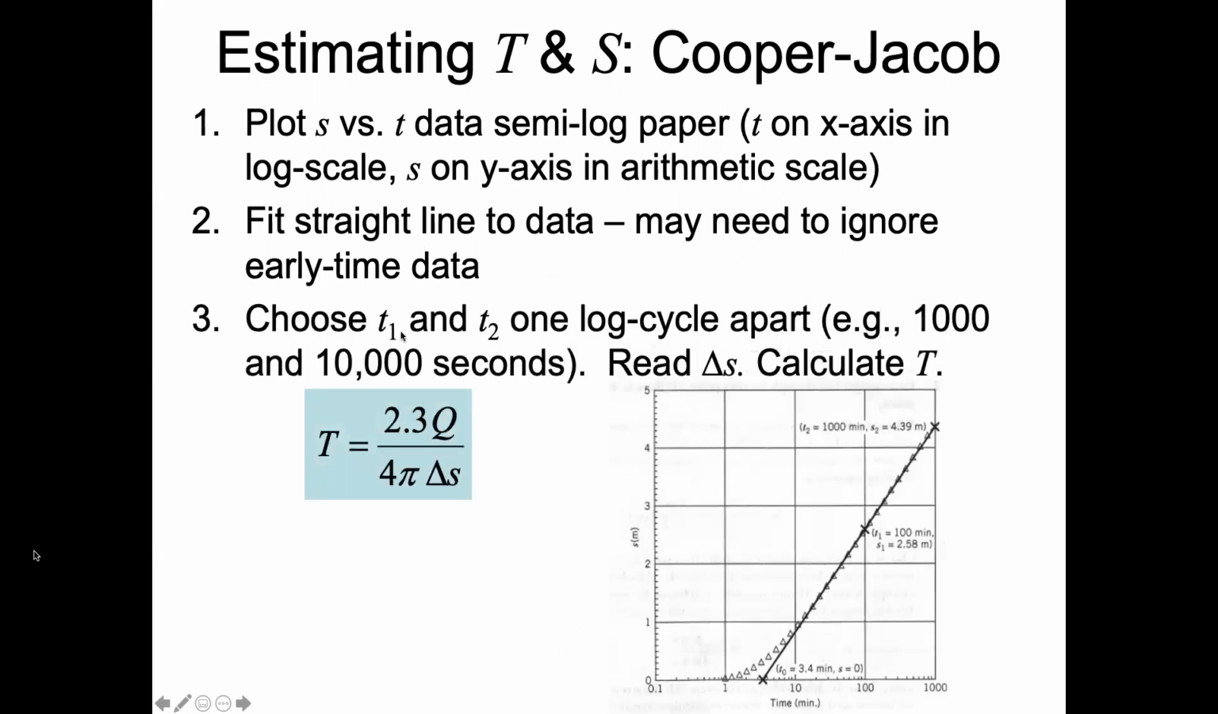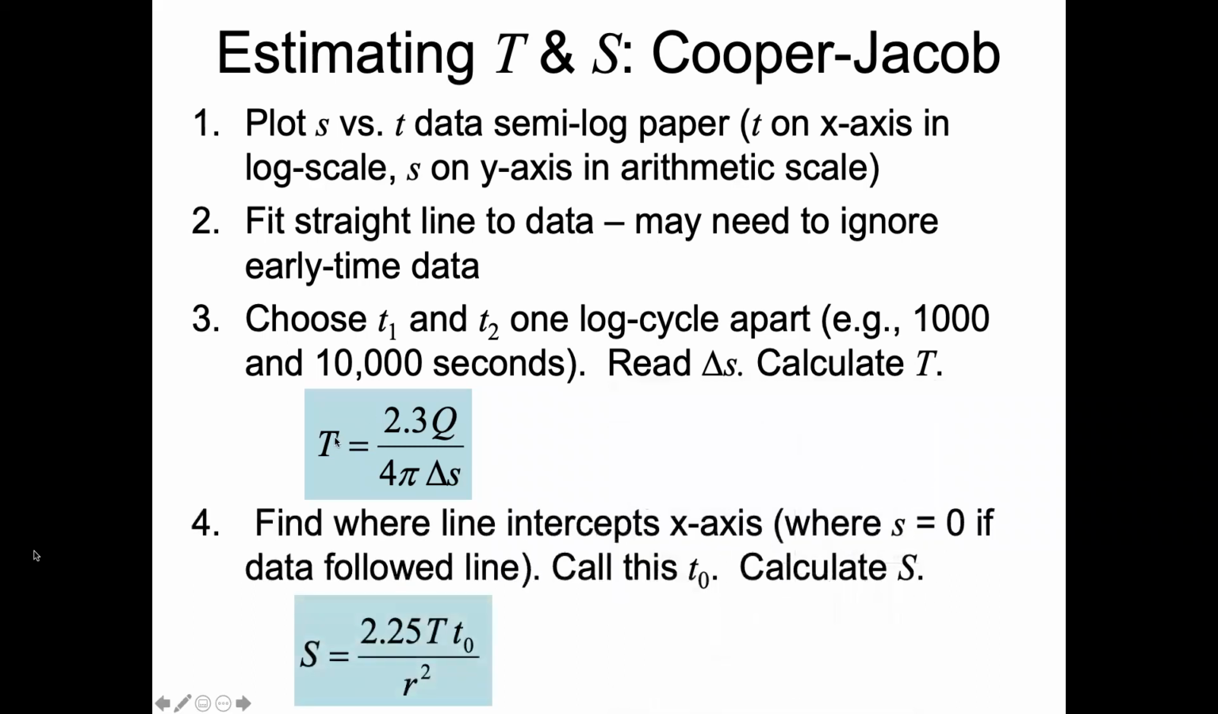Then as we move on, we choose 2 times, which should be separated by a log cycle. In this instance, we're going to choose the times of 100 and 1000. When we choose 100 and 1000, we read off what our S1 and our S2 are. So S2 minus S1 is our change in S here. We know what our Q is, and we can solve for our transmissivity. Then we also need to find this initial time so that we can get back to our storativity.